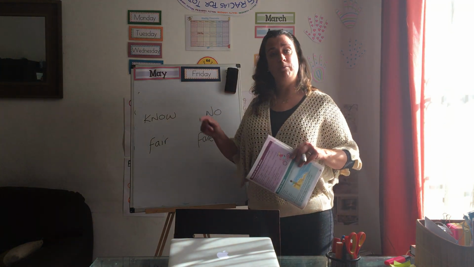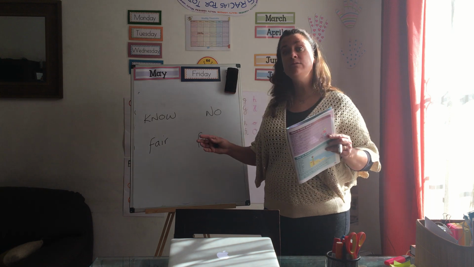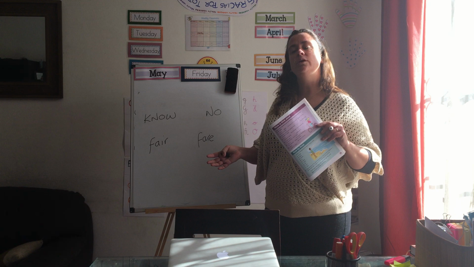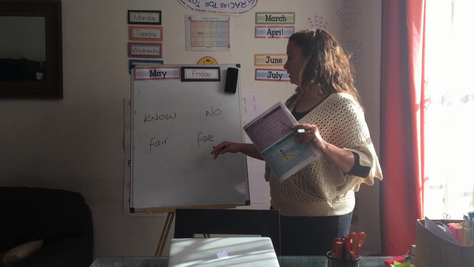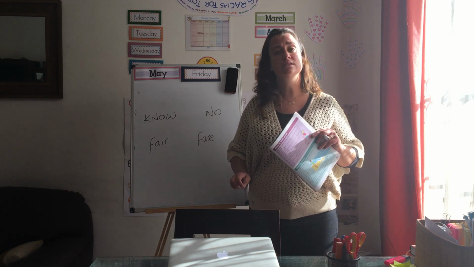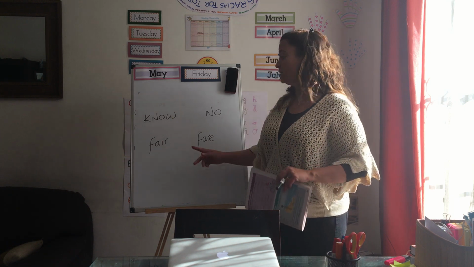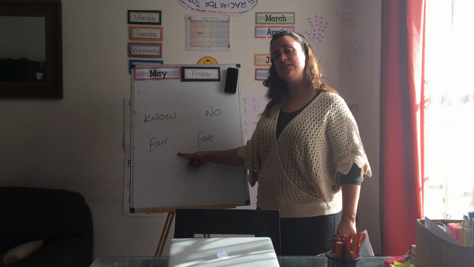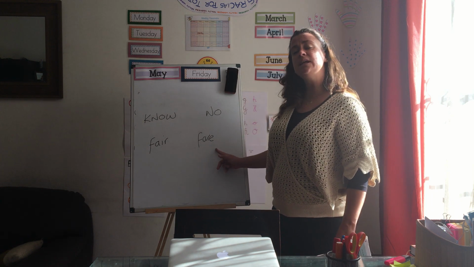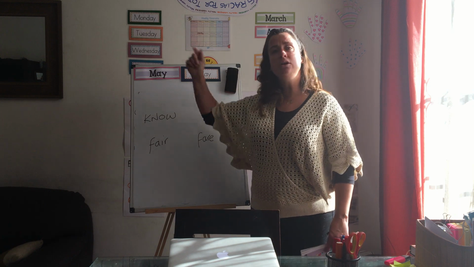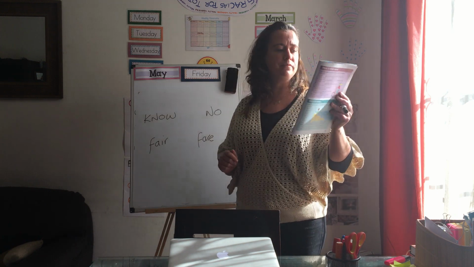Fair, a place where you've got games and rides to go on to, right? The fare, the ticket to go on to the game. So, this one is a place, and this one is a ticket. You pay some money, you receive a ticket, and you can go on to the game, yeah?